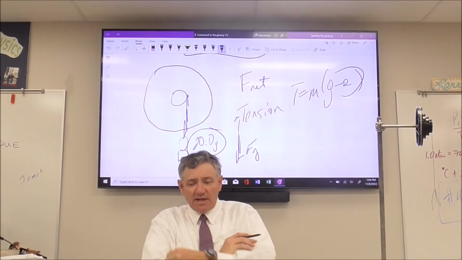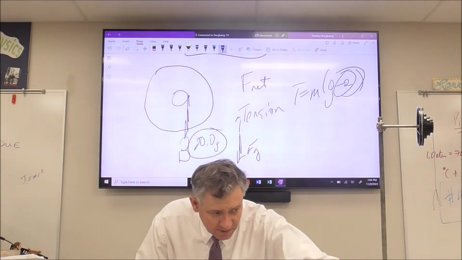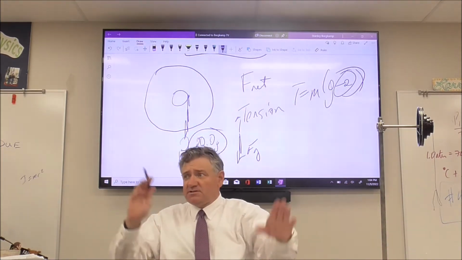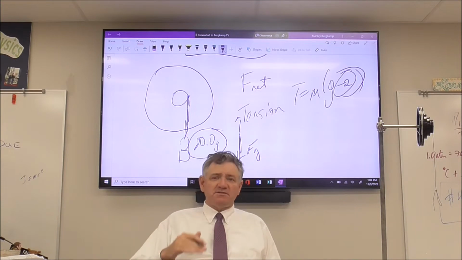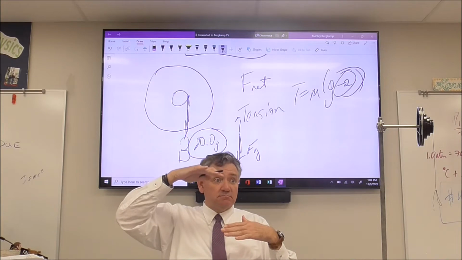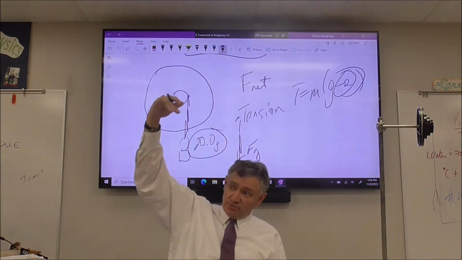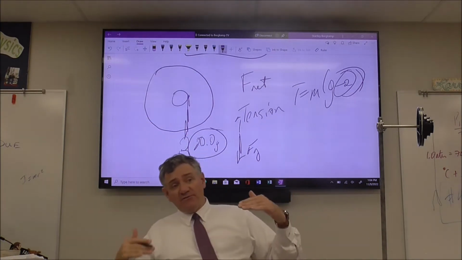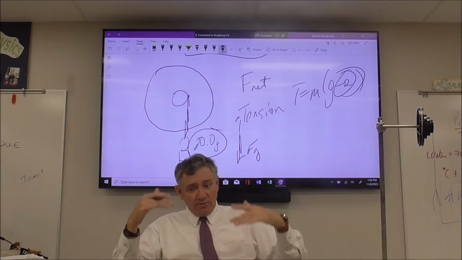Let's say though, you just hold it, and there's no acceleration. A is zero. Then what's the tension in the string? 9.8, or whatever the weight is. Right? So if there's no acceleration, the tension in the string is equal to the weight. If it's in free fall, there is no tension. Okay? So, here's what I want you to see.